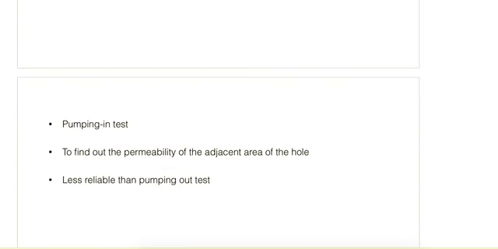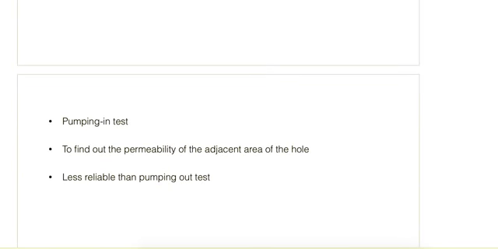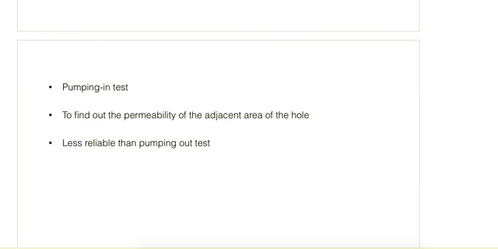Next is the pumping in test. It is not as important as the above two tests. It is just for your knowledge. It has not been asked any time. In this case, the water is pumped inside the well.